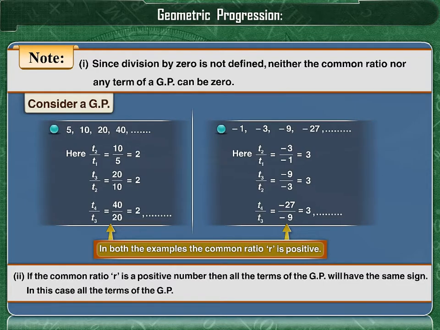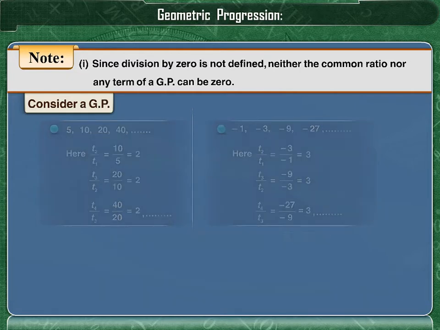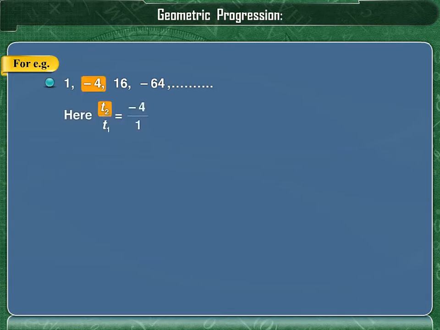Let us consider another GP: 1, minus 4, 16, minus 64, and so on. What is the ratio between two consecutive terms in this GP? Here, T2 upon T1 is minus 4 upon 1, which is minus 4. T3 upon T2 is 16 upon minus 4, which is minus 4. T4 upon T3 is minus 64 upon 16, which is minus 4.